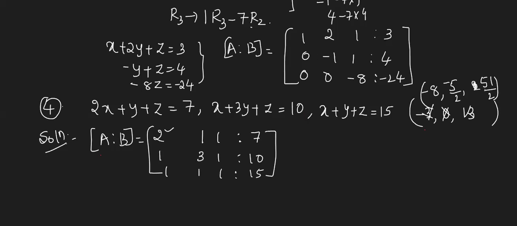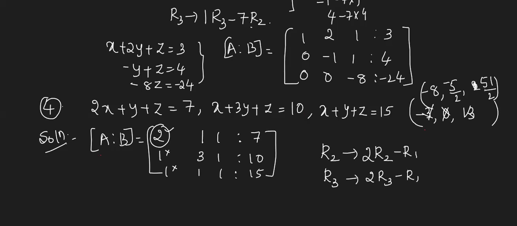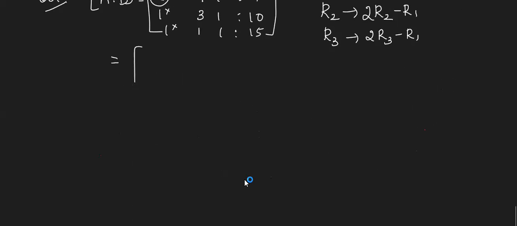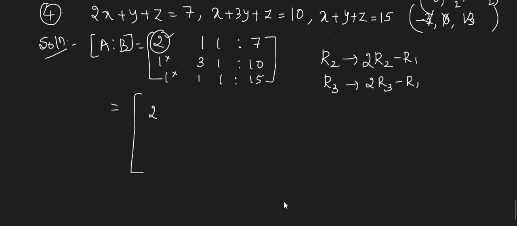So with the help of this 2, the diagonal element, we will reduce these two to 0. Tell me the operations. R2 is R2 minus, you want to reduce 1 with the help of 2. 2 is lying in the first row. Similarly, the R3 operation is 2R3 minus R1. Let us apply it. First row same: 2, 1, 1 is to 7. This is 0.